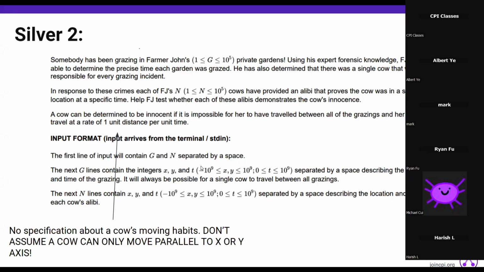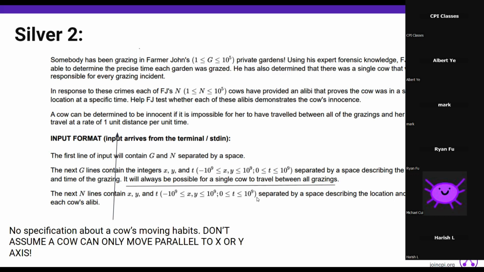The important part about this problem is here it says a cow can be determined innocent if it's impossible for her to have traveled between all the grazings and her alibi, and a cow can travel 1 unit distance at a time. So a really common mistake about this problem is that a lot of people assume that a cow can only move parallel to the x and y axis, but the problem just doesn't say that. The cow can move literally in any direction. So this will be useful when determining if we use Euclidean distance or Manhattan distance later on.